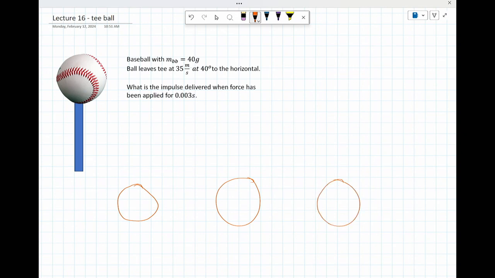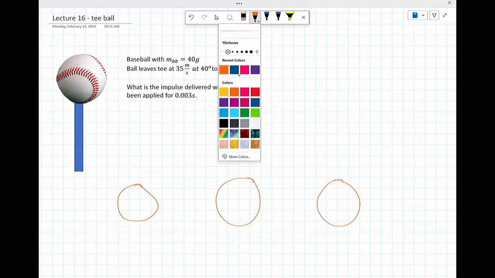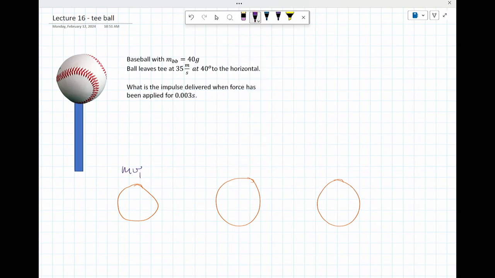So often it's very helpful to draw out that momentum diagram where you put the ball at the 3 equation points. So starting out, you have mv1, which is equal to 0. You have a force at 40 degrees applied to the horizontal. So 40 degrees to the horizontal, force F is applied, and it's applied for 0.03 seconds.